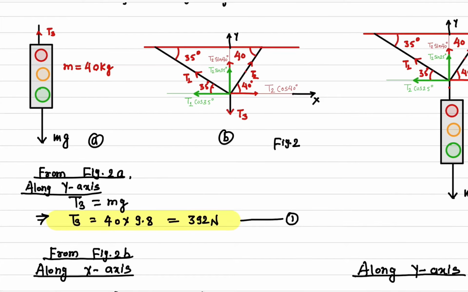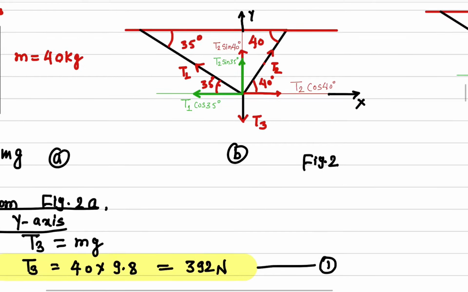And now the question is, how do I write down the equation for this free body diagram? So the first thing you have to look at is the horizontal component, or the x component. Write down the equation along the x component. Along the x component, you have two forces. The first force is T2 cosine 40 degrees, and the other force is T1 cosine 35 degrees.